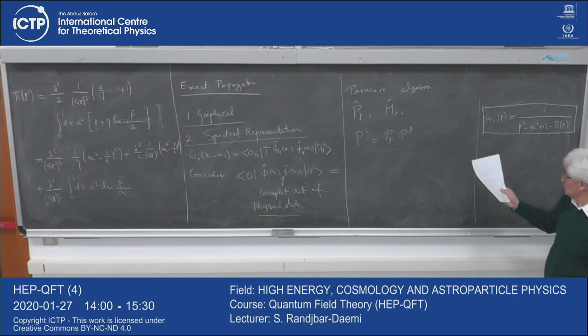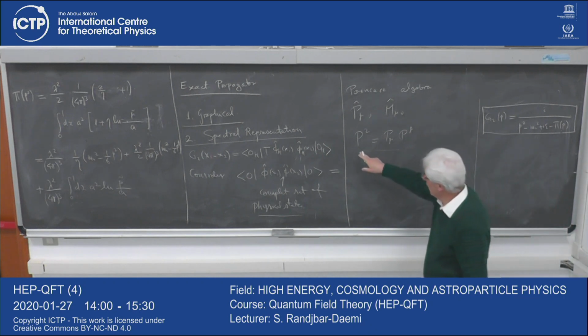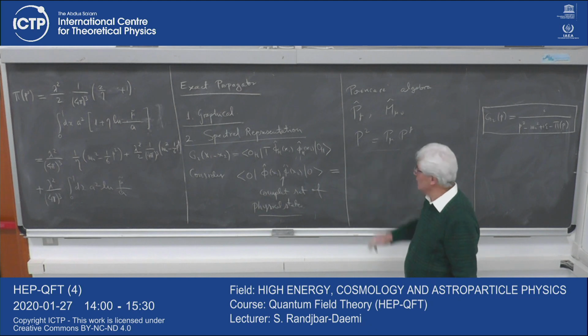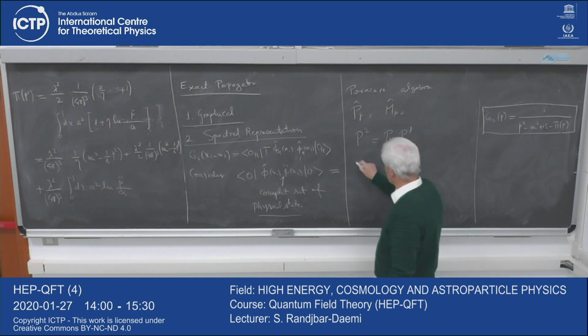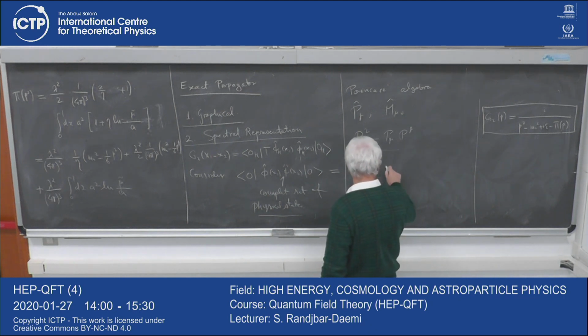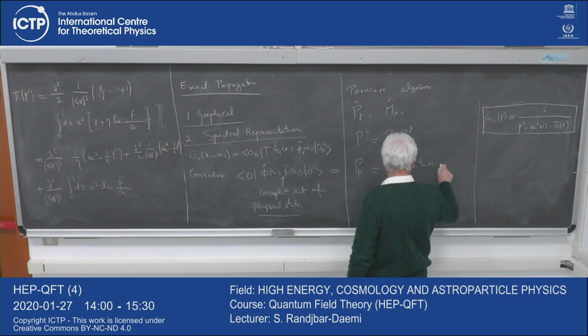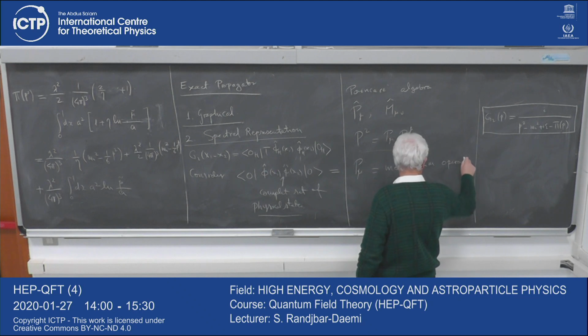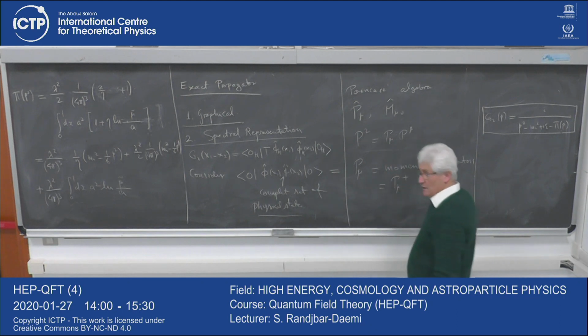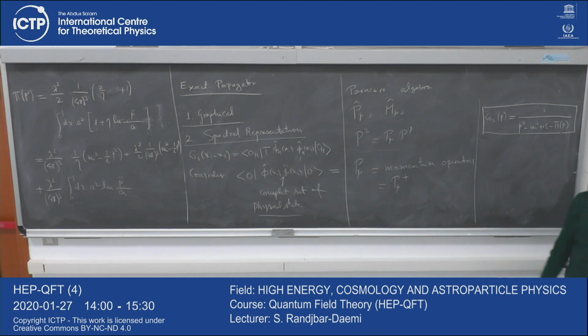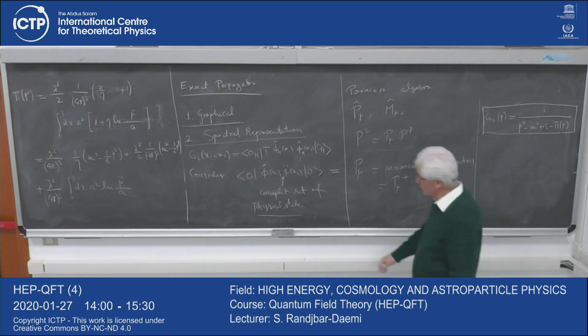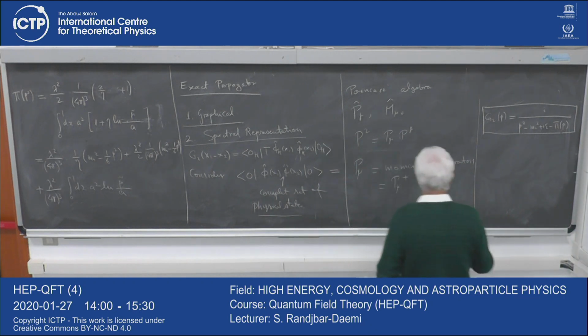Okay, so to apply to our problem, the only relevant operator is this, which is called the momentum operator. So the P mu's are momentum operators. And they're Hermitian. And they all commute with each other. Therefore, you can diagonalize all of them simultaneously, all of the P's.